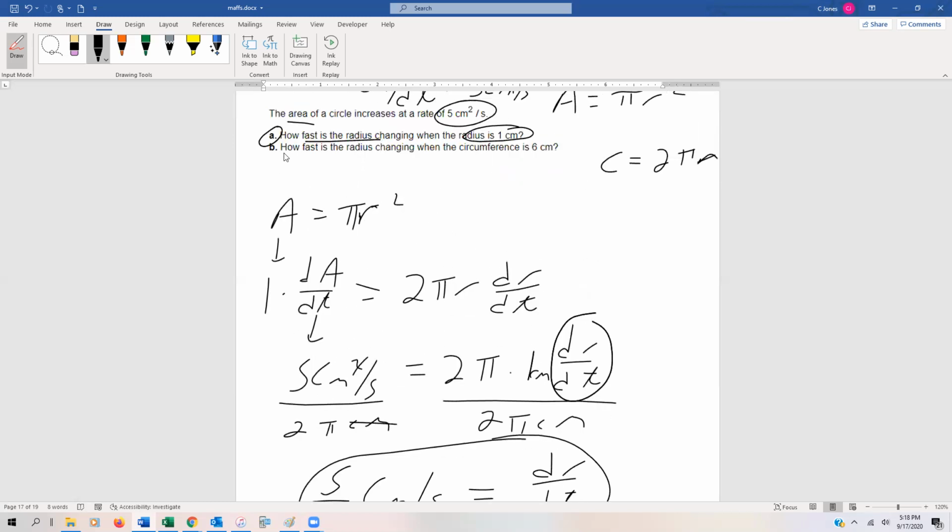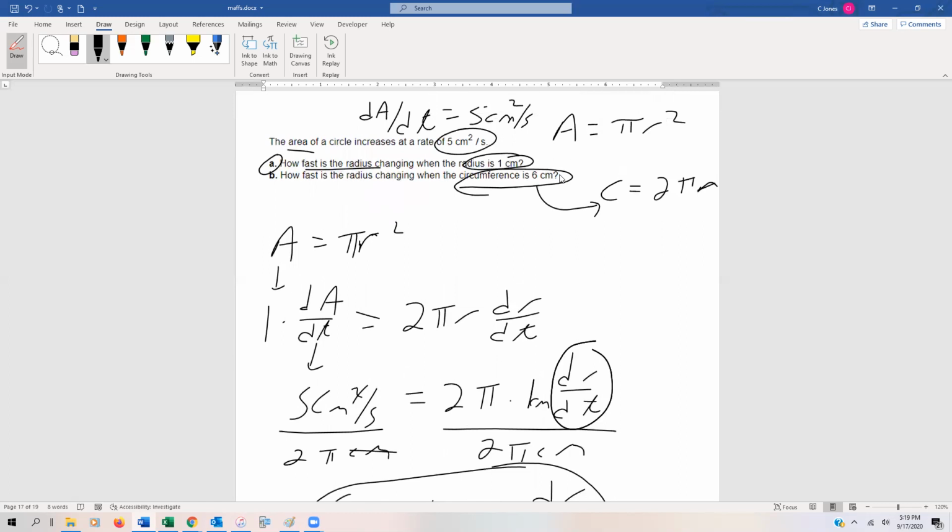Now the second part: how fast is the radius changing when the circumference is 6 centimeters? All right, so that's a little bit trickier. But here's how we're going to do this. First of all, the circumference is 6 centimeters. So let's plug that immediately into the formula because we don't know what the radius is. All right, but that's okay. We don't really need to know that too much.